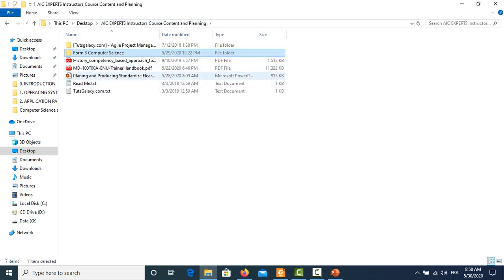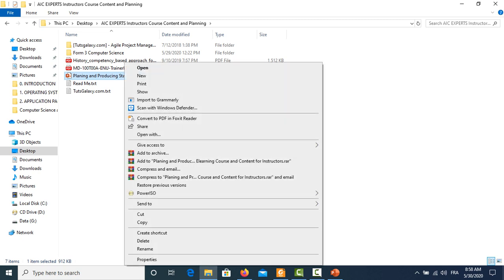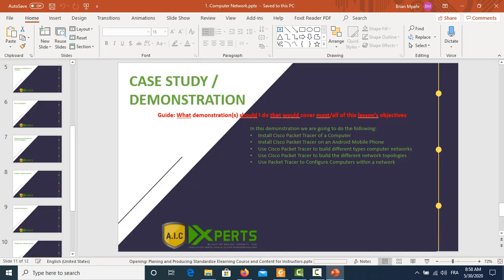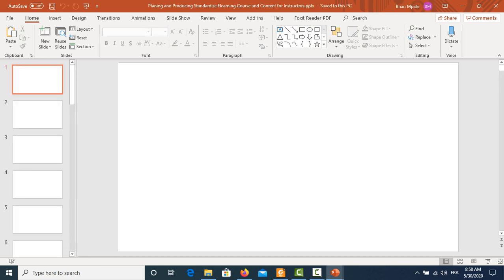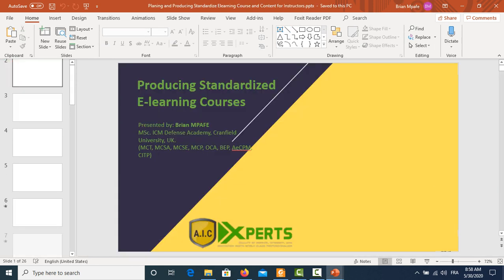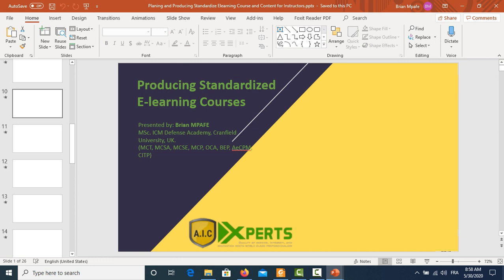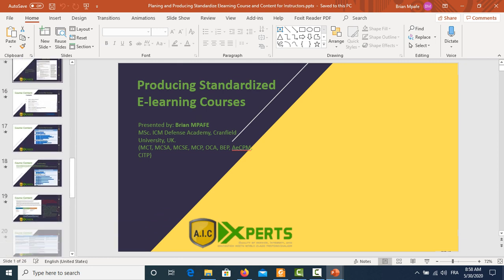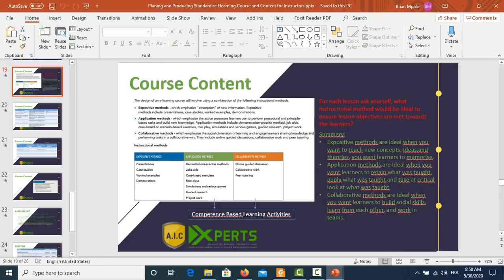In last week's presentation, we described the various teaching methods and e-learning methods for learning, and one of the methods for instruction was expositive. Let me just show that. So here you go. The design of an e-learning course will involve using a combination of the following instructional methods: expositive methods, presentations, case studies, work examples, demonstrations.